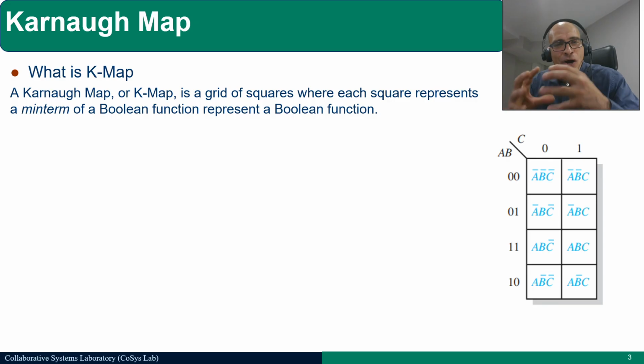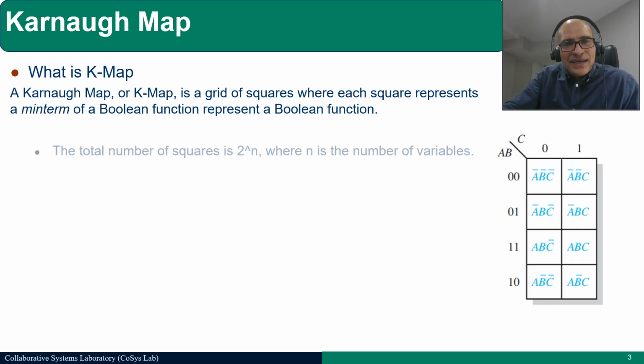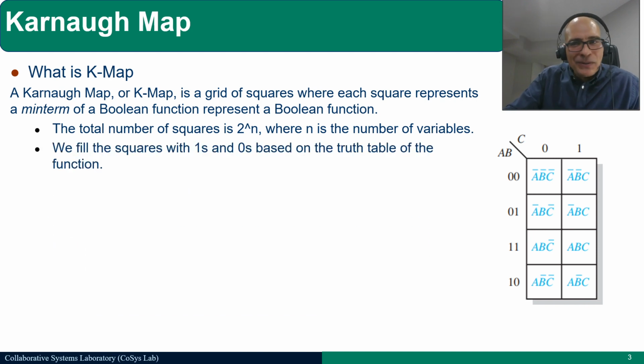The Karnaugh map structure is summarized through a table as well. The total number of squares is 2 to the power n, where n is the number of inputs. And we fill these squares with 0 and 1 like in the truth table.